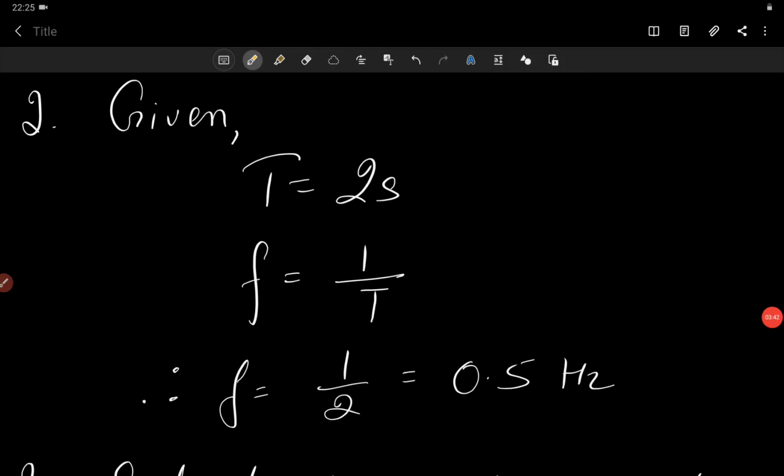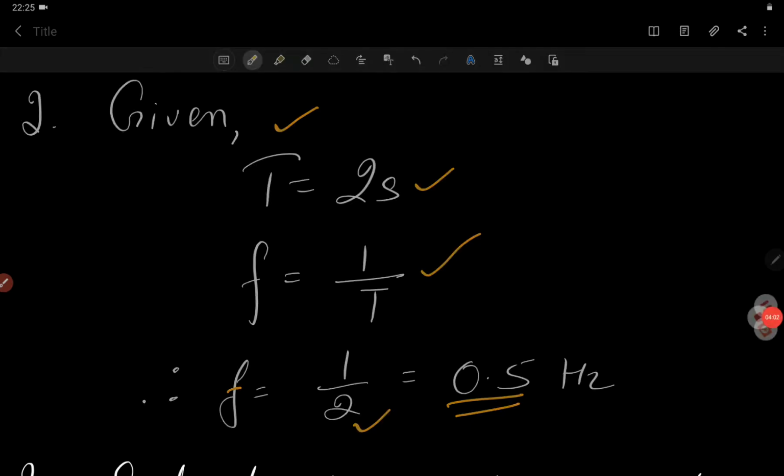So let us solve this. The solution of number 2: T equals 2 seconds, and using the formula, frequency equals 1 upon time period, f will be equal to 1 upon 2, which shall give me 0.5 hertz. So I hope you have understood number 2. This is quite easy.